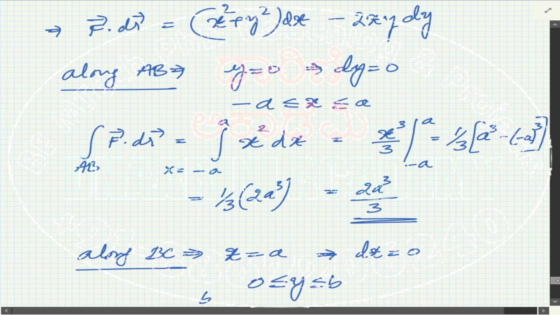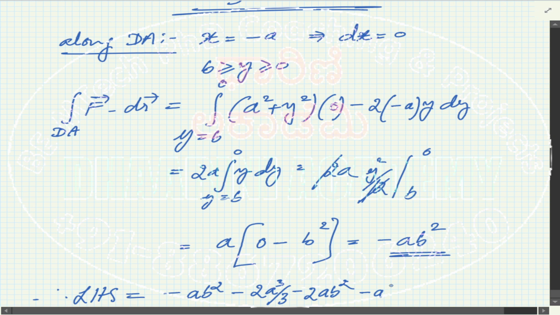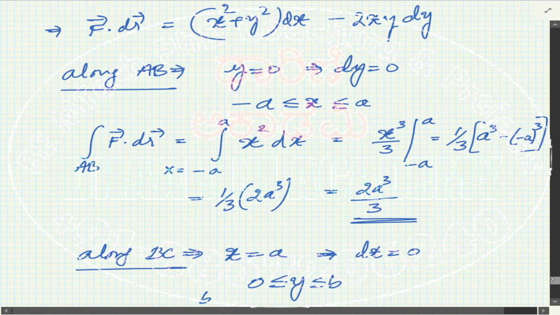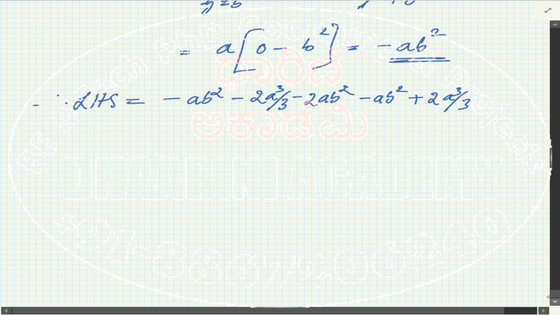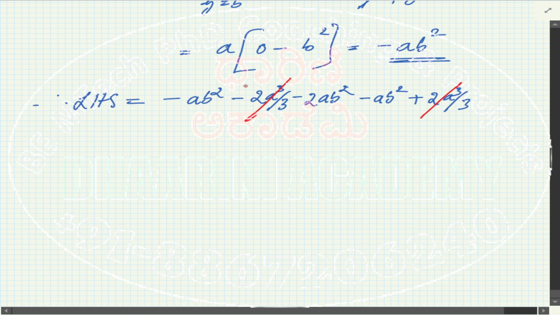Then we need to go back to the second integral, that is BC. It is minus 2 minus ab square. Then I'll go back to the first integral which we have performed, that is along AB, 2a cube by 3. So that is plus 2a cube divided by 3. So now we can see that out of these terms, the minus and plus will cancel. Other terms are same, ab square, 2ab square and ab square with a negative sign. So this answer is minus 4 times ab square is the left hand side.